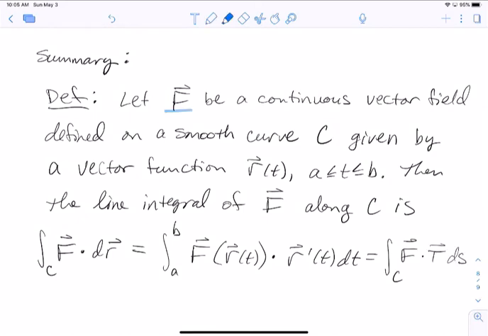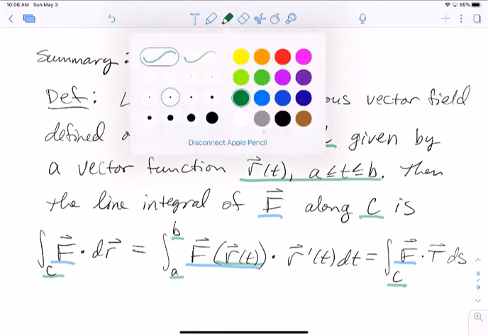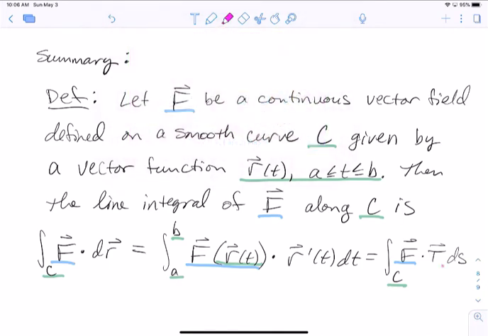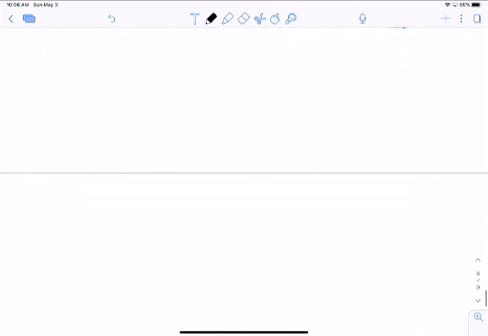ds. So here we have f is the vector field. The curve C is given by r of t, t going from a to b. And then, of course, our familiar ds here. I'm actually going to include the T with the ds here so that we can just join everything together there. Now we'll tie this into some notation that we saw before.